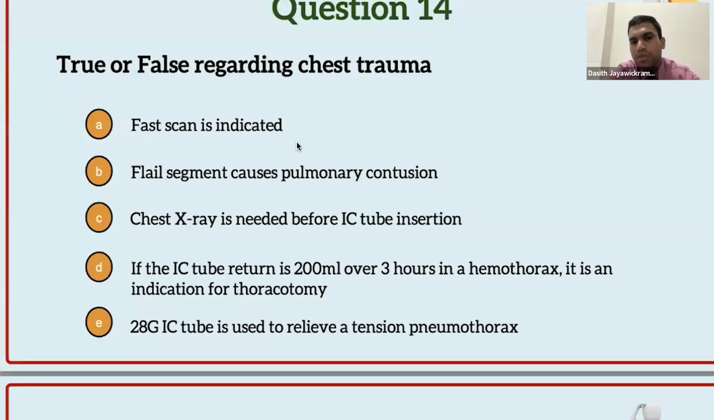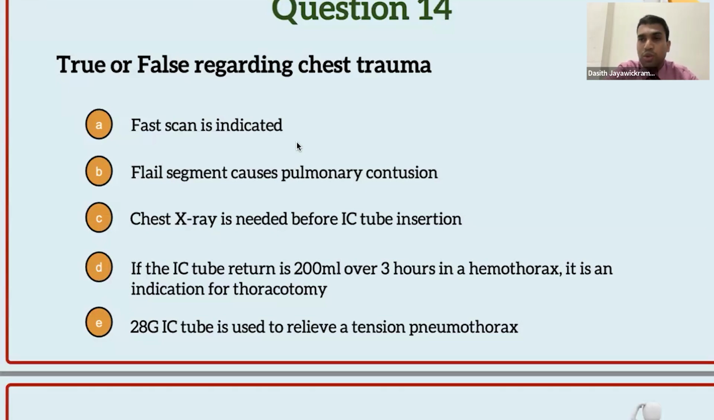Flail segment causes pulmonary contusion. It's not the flail segment, it's the trauma that causes the pulmonary contusion. It's just a different story. So flail segment is related to pulmonary contusion. Yes, that is true. Okay. So me personally, I would leave this second stem. Chest X-ray is needed for ICT insertion.